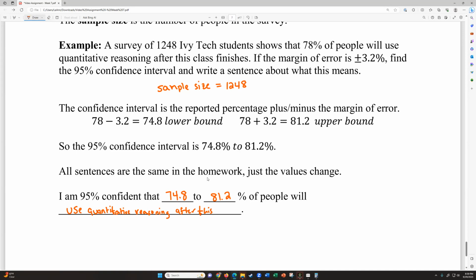And a lot of these sometimes are drop-down menus on some of the Ivy Learn stuff. Some of them are drop-down menus. Some of them only have you fill in specific parts. So just make sure your sentence makes sense when you read it.